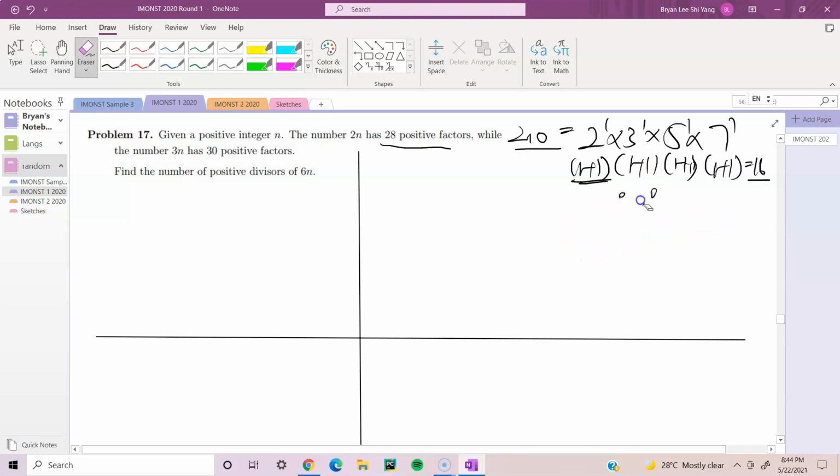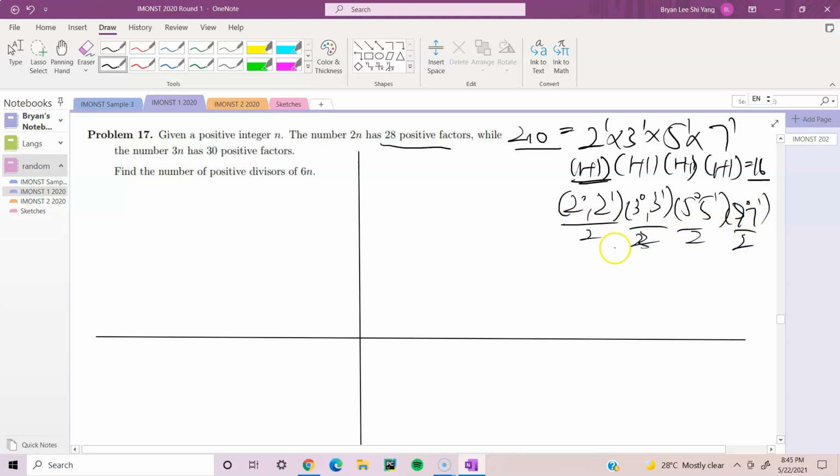Now, to let you visualize it better, we would have 2 to the power of 0 and then 2 to the power of 1 here. Then 3 to the power of 0, 3 to the power of 1 here, 5 to the power of 0, 5 to the power of 1 here, and then 7 to the power of 0, and then 7 to the power of 1 here. So you have 2 choices here, 2 choices here, 2 choices, 2 choices. So just multiply them together and then you will get 16.